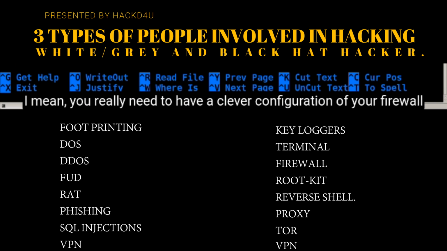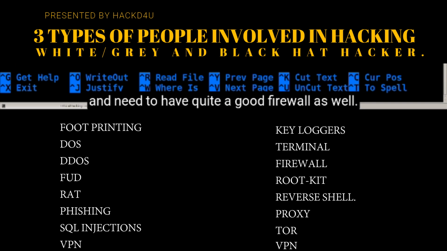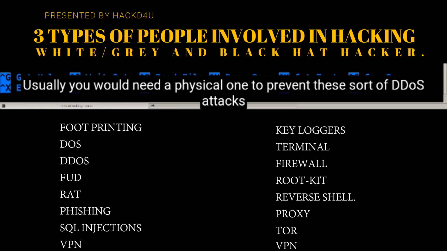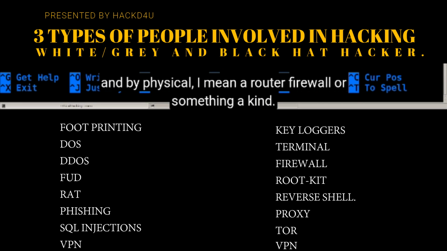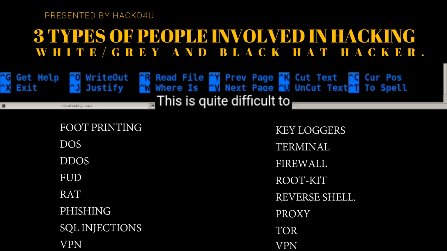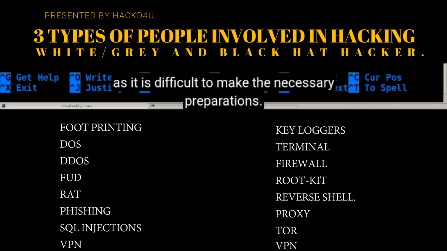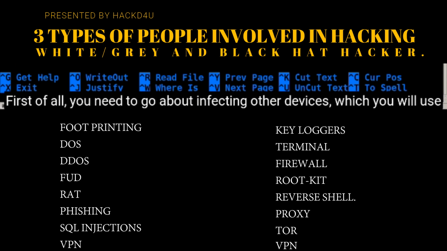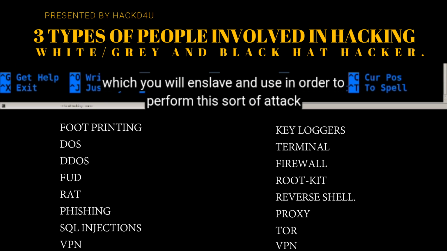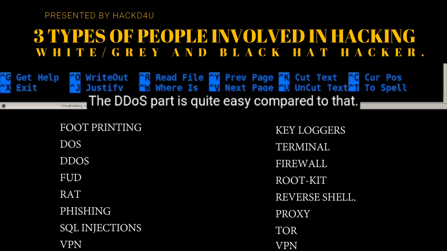I mean, you really need to have a clever configuration of your firewall, and you need to have quite a good firewall as well. Usually you would need a physical one to prevent these sorts of DDoS attacks, and by physical I mean a router firewall or something of a kind. It's not difficult to actually do the attack itself, as it is difficult to make the necessary preparations. First of all, you need to go about infecting other devices which you will enslave and use in order to perform this sort of an attack. This is the hard part. The DDoS part is quite easy compared to that.